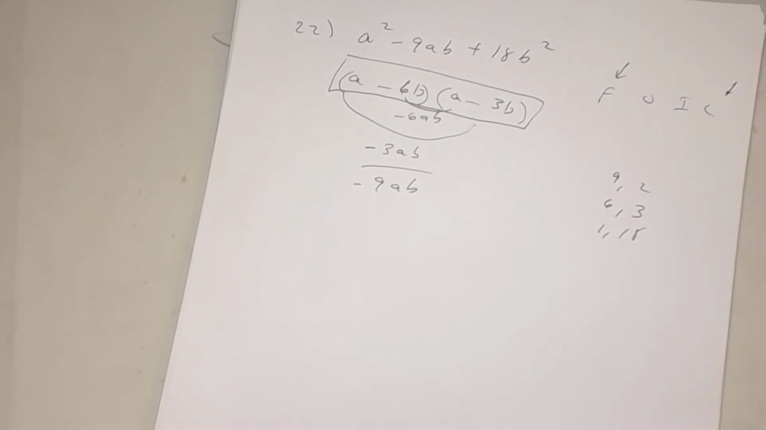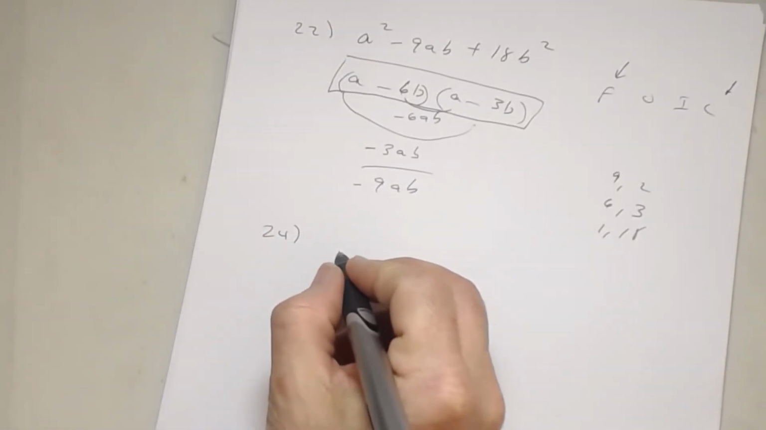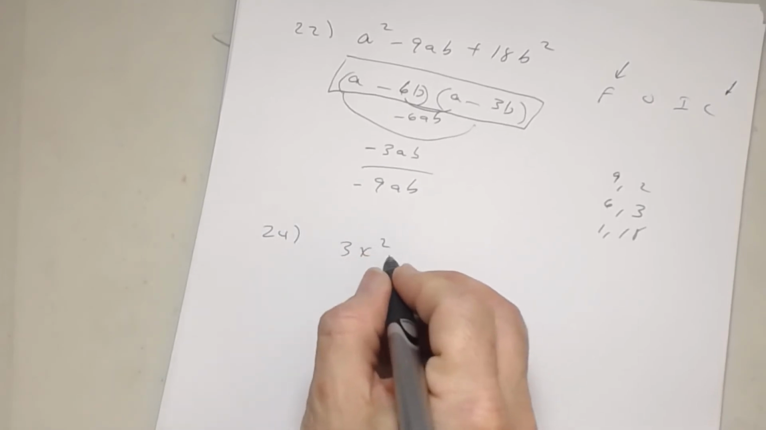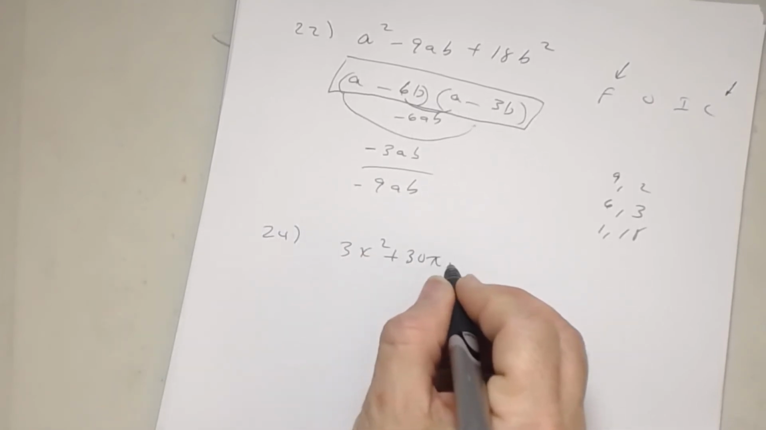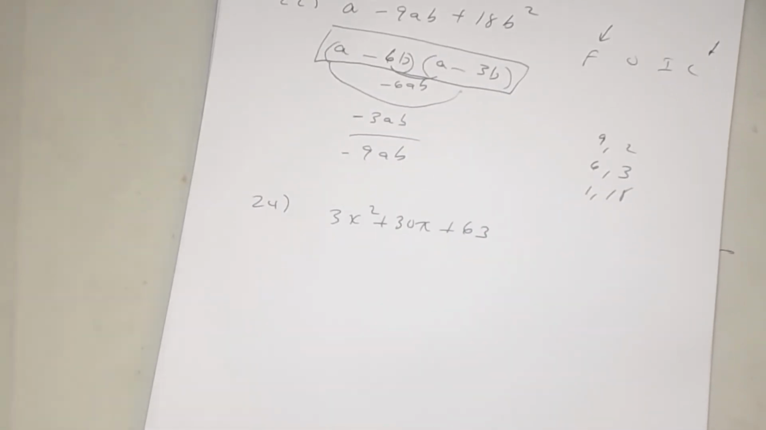All right, let's look at 24. You have 3x squared plus 30x plus 63. Quick question. Going back to number 10, whenever the last number, for instance if 63 was negative, that's when the rule comes into play that the larger number of the outer and inner takes the middle sign. Yeah. Okay. All right.